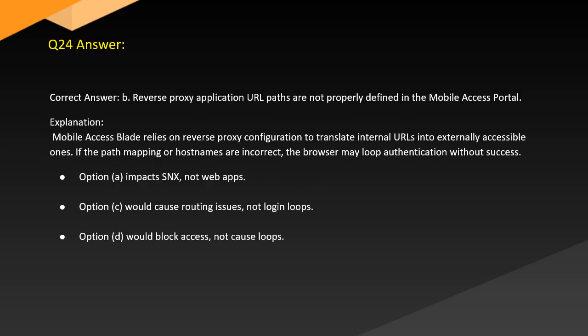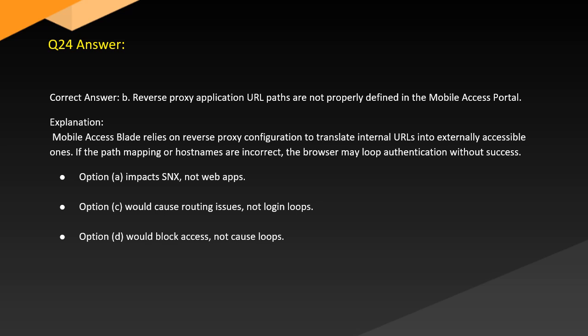Answer. Correct answer: B. Reverse proxy application URL paths are not properly defined in the mobile access portal. Explanation. Mobile Access Blade relies on reverse proxy configuration to translate internal URLs into externally accessible ones. If the path mapping or host names are incorrect, the browser may loop authentication without success.